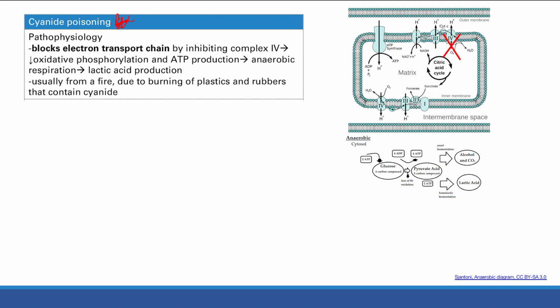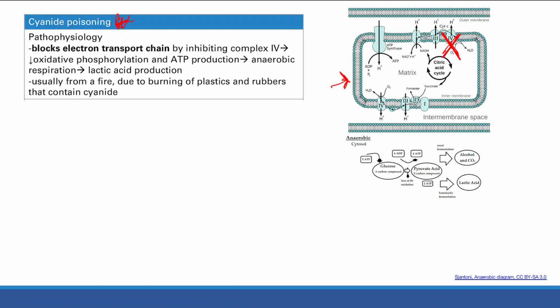So what happens in cyanide poisoning is that cyanide blocks the electron transport chain by inhibiting complex 4. This is a complicated picture. You don't need to memorize it. This is biochemistry that you might have to memorize in that section. But the point is that you're blocking the electron transport chain.